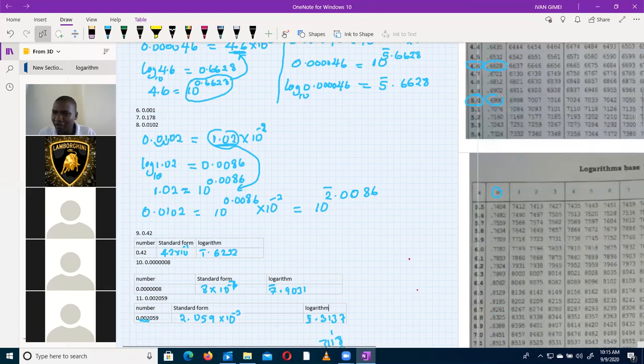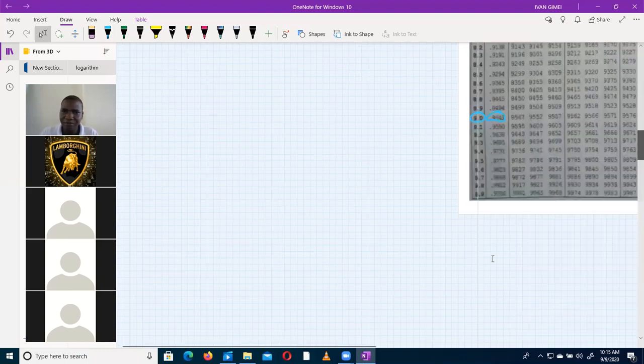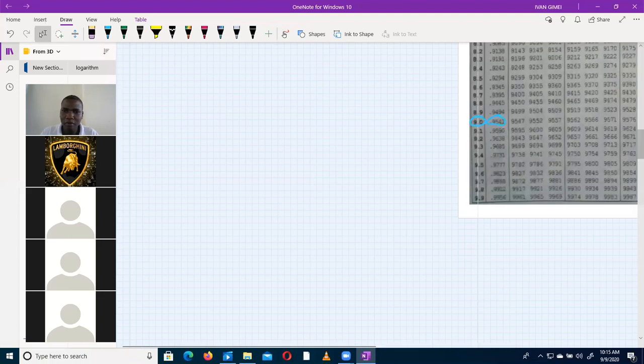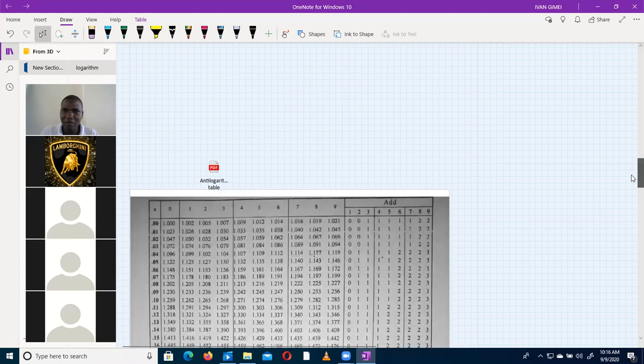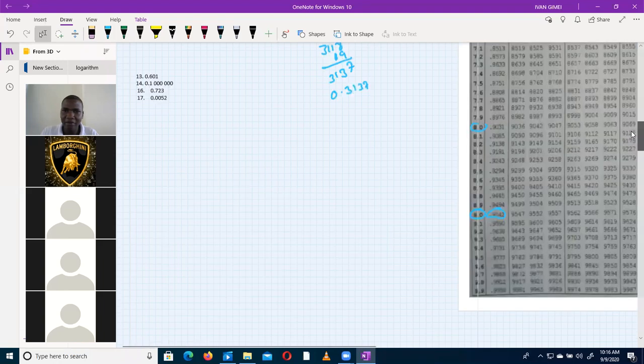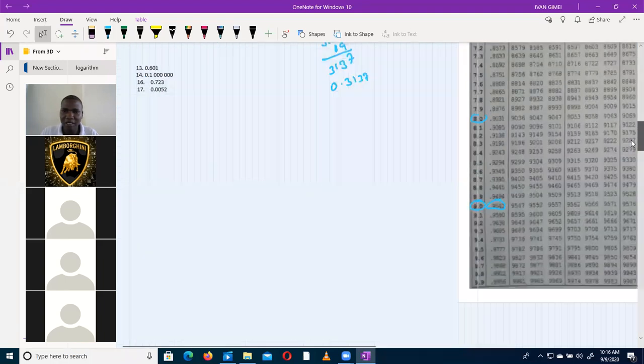Now let's move on. We have some few minutes left. Let's move on to the next concept, if you don't have questions, of course. But if you do, you can ask. If you don't have, we'll move on. The next concept we want to look at is antilogarithms.